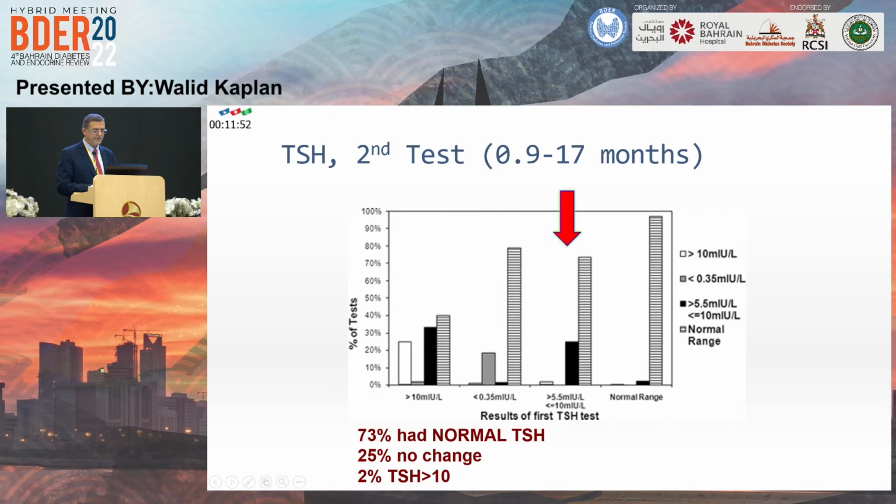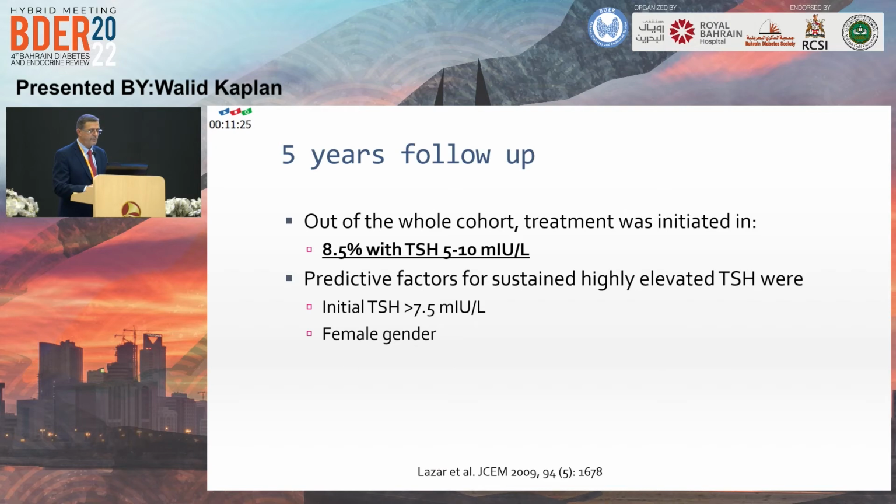73% of them had normal TSH within the follow-up period. 25% of them had no change. They continued in the range of subclinical hypothyroidism, and only 2% ended up having TSH above 10, no abnormality in thyroid hormone level. So those are the only fraction in the follow-up that had their TSH worsened. Over 5 years period, what happened with this cohort, 8.5% of them ended up being treated, which means more than 90% did not need any treatment over 5 years period.